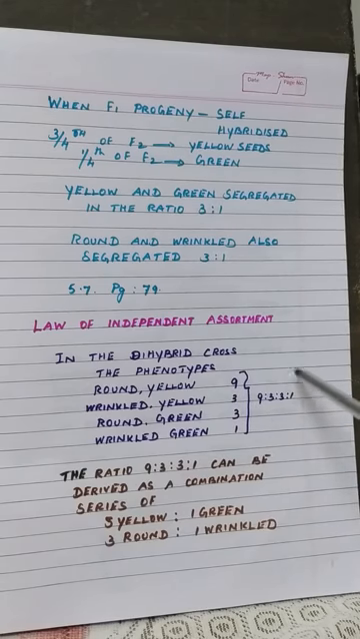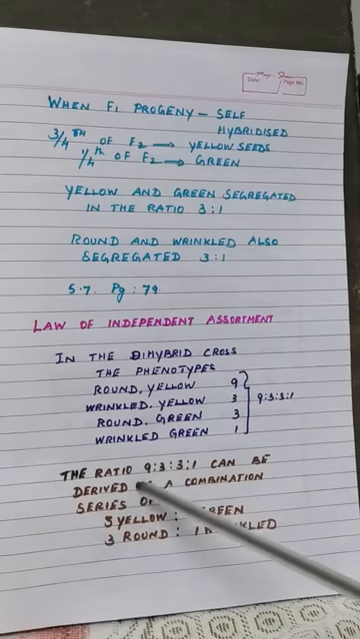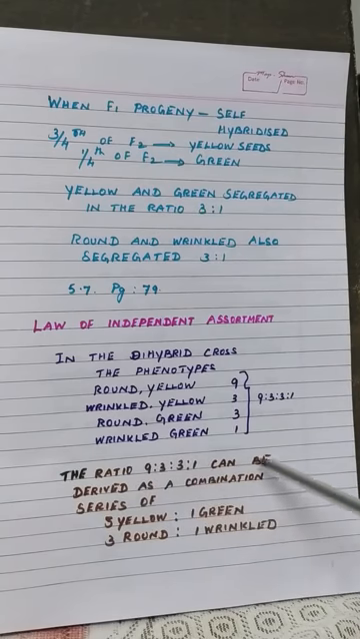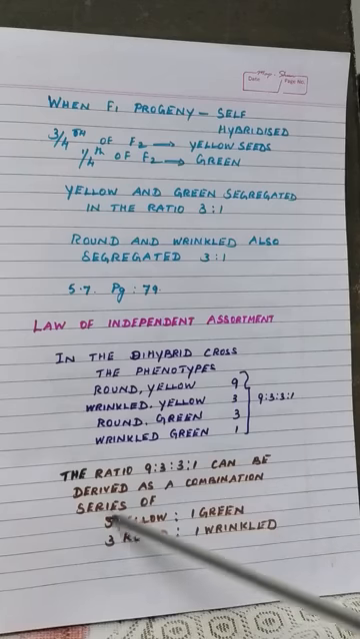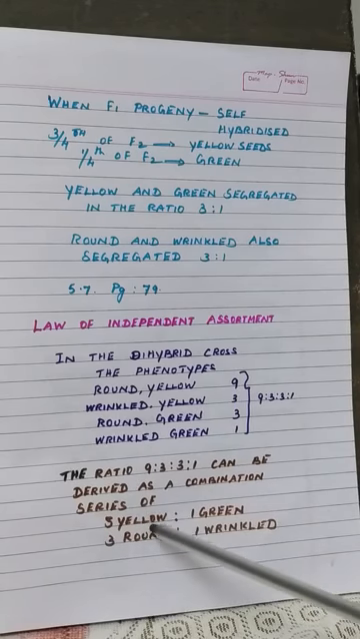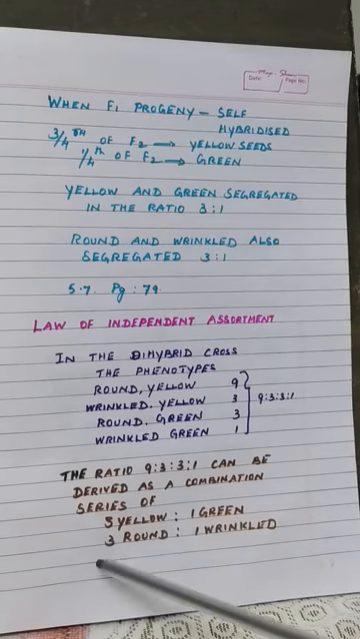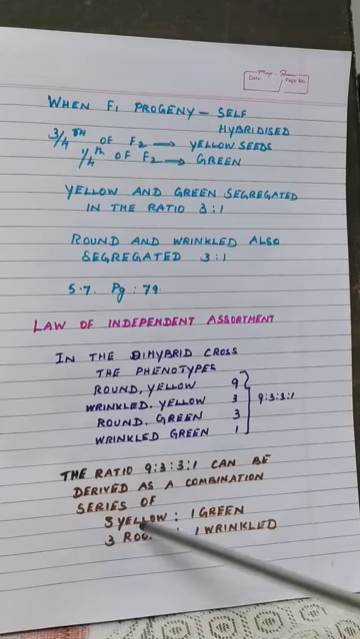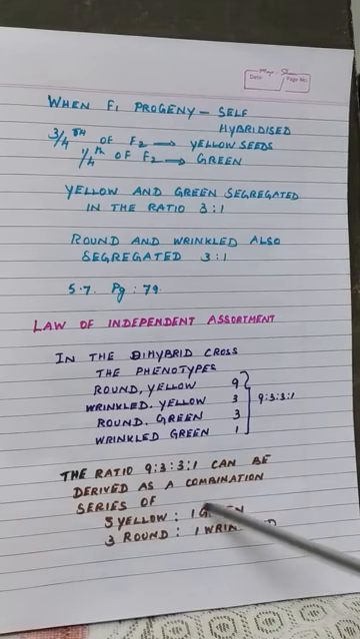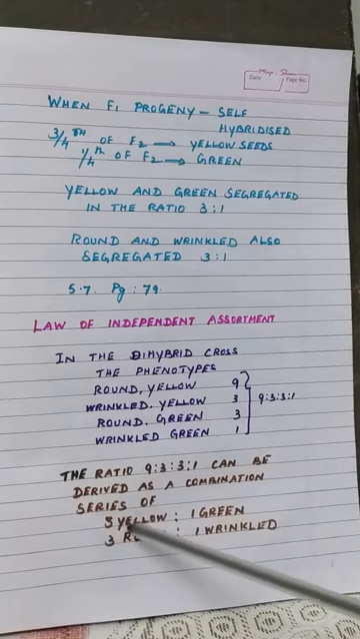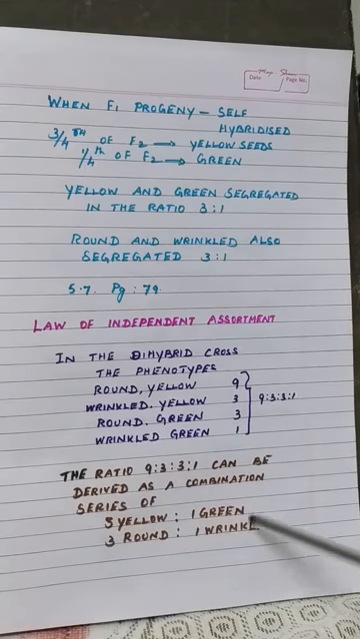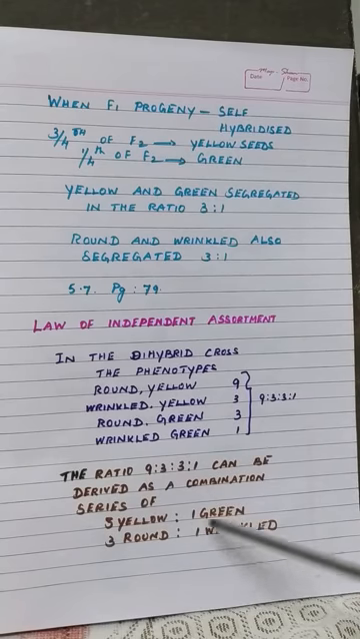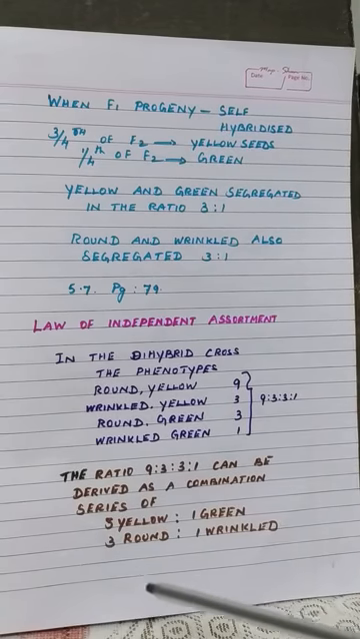4 different types of phenotypes in the ratio of 9:3:3:1. And then this ratio 9:3:3:1 can be derived as a combination series of 3 yellow and 1 green, and 3 round and 1 wrinkled. This is monohybrid. Just like in monohybrid 3:1, this yellow and green also formed in the ratio of 3:1, and round and wrinkled also expressed in 3:1 ratio, just like that of monohybrid.